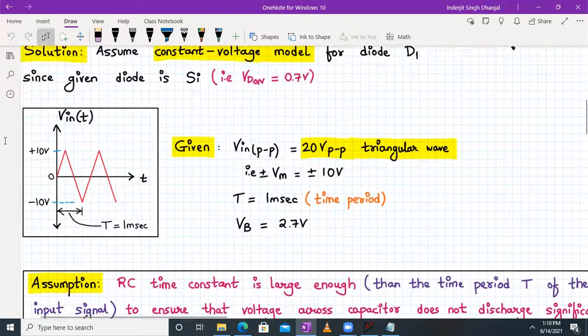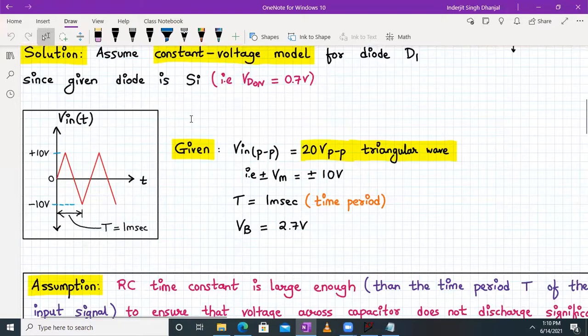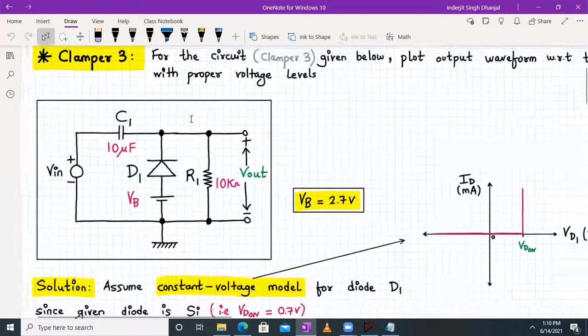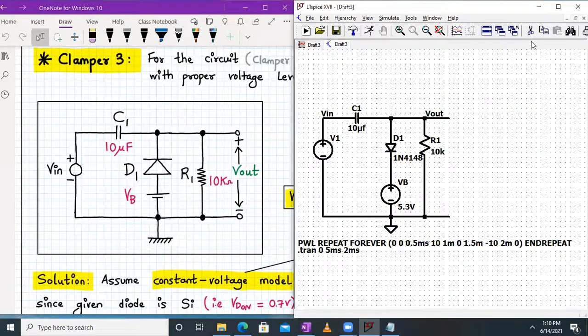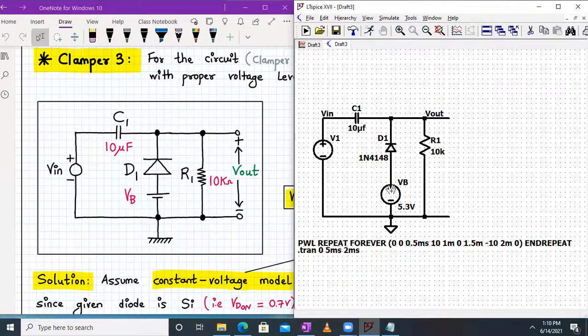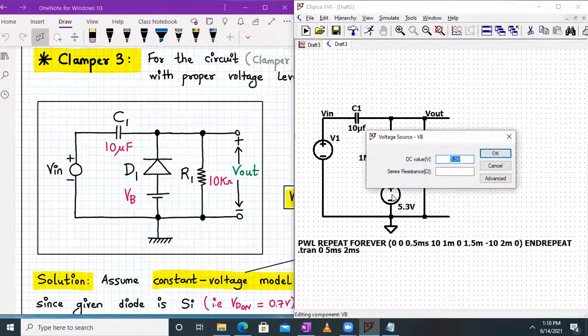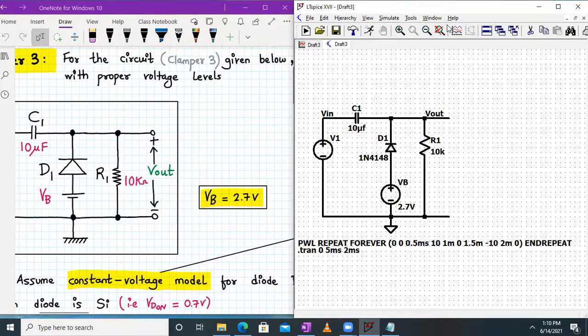Again, the input is given as plus or minus 10 volts triangular waveform, with a period of around 2 milliseconds. Fine. So let us observe the waveform now directly instead of doing the analysis. Here again the diode polarity is reverse. So I'll select the diode and reverse the polarity like this. And the supply voltage has to be 2.7 volts.